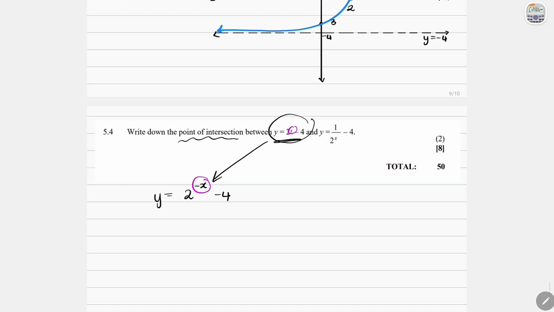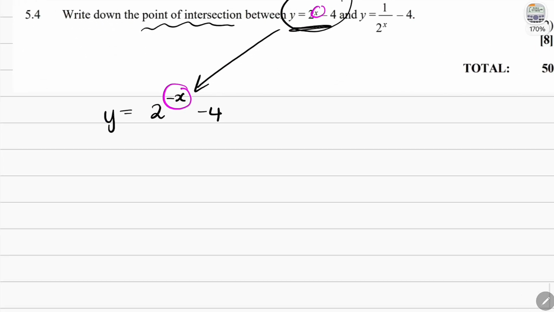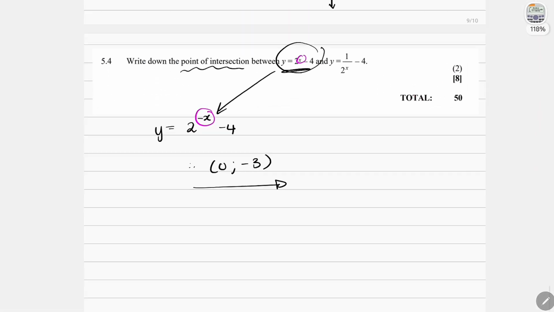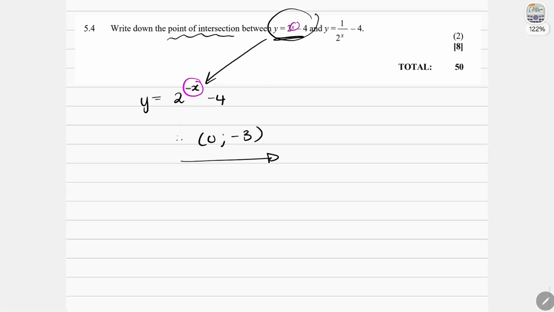It takes longer to explain, but it's much faster to think about. So what is that point of intersection? It is 0 and -3, the y-intercept. And that is our answer. And that is it for question 5.